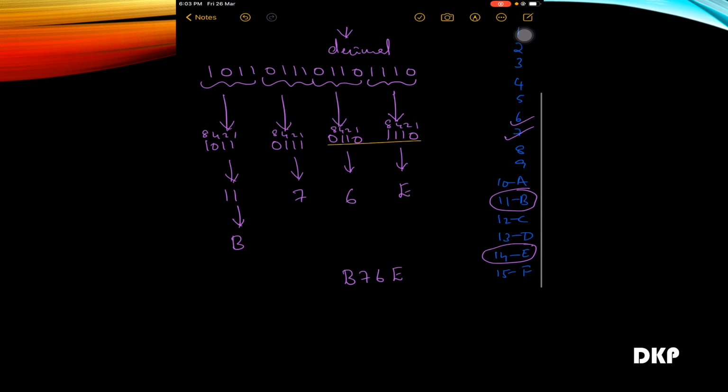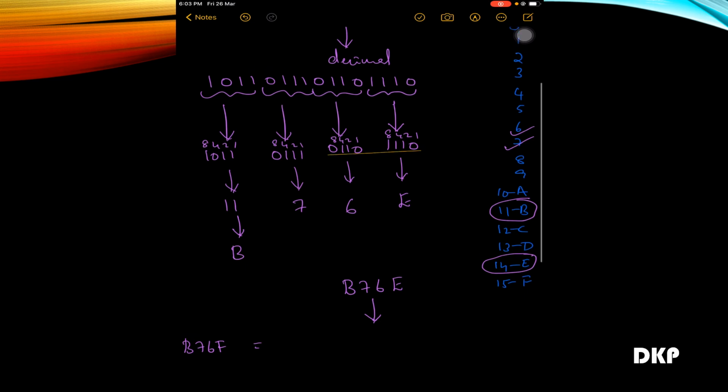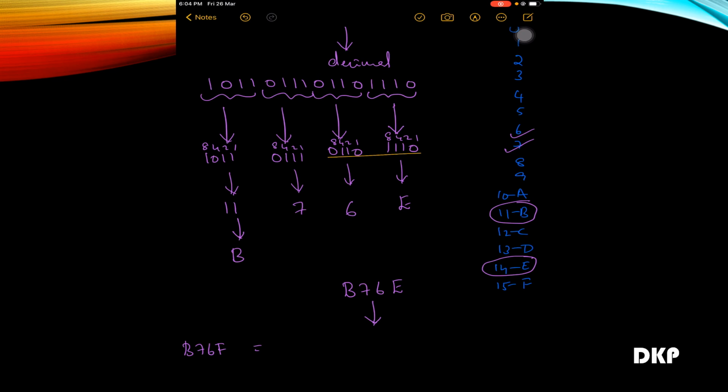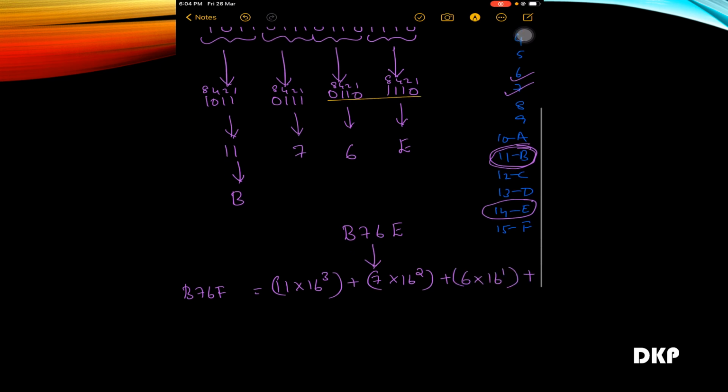Now what you have to do, you have to find the decimal from this. So for that, B, 7, 6, E. You have to multiply the first hex digit with its position weight. So which is the first hex digit? B. We cannot write B as it is. B means 11. 11 into 16 to the power 3 plus next hex digit is 7. 7 into 16 to the power 2 plus next hex digit 6. 6 into 16 to the power 1 plus 14 into 16 to the power 0.